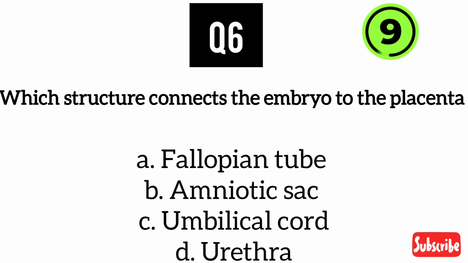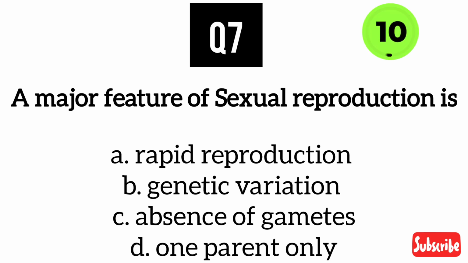Question 6. Which structure connects the embryo to the placenta? A. Fallopian tube, B. Amniotic sac, C. Umbilical cord, D. Urethra. So the correct answer is umbilical cord. Question 7. A major feature of sexual reproduction is A. Rapid reproduction, B. Genetic variation, C. Absence of gamete, D. One parent only. So the correct answer is genetic variation.